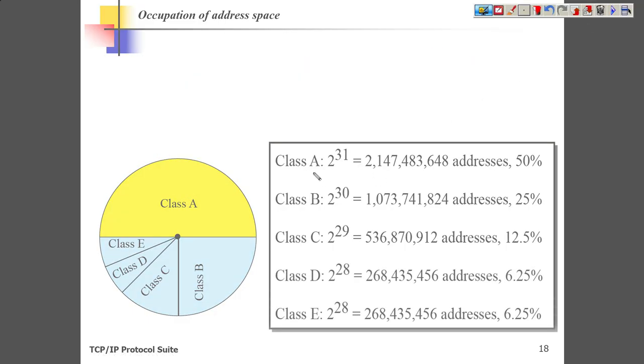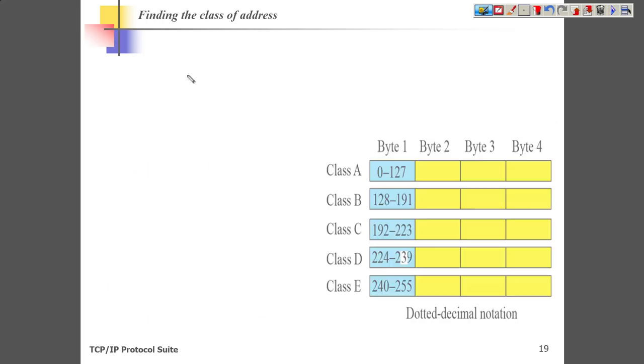You can see class A has 2 power 31 addresses, which comes out to be around 2 billion addresses, which is 50% of the total address space. Then this is 25%, this is 12.5%, and these two are 6.25% and 6.25%. This is how the entire address space has been distributed. Now let's understand how the division has actually been made. In IP version 4, the 32 bits are represented in 4 octets, where an octet is a combination of 8 bits: 8 bit, 8 bit, 8 bit, and 8 bit, which makes 32 bits.